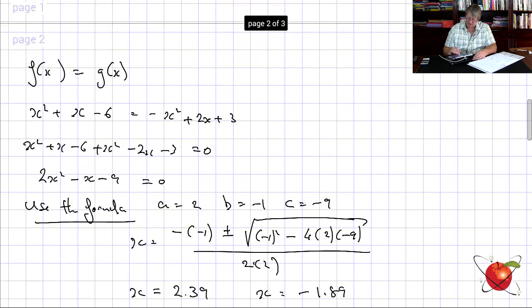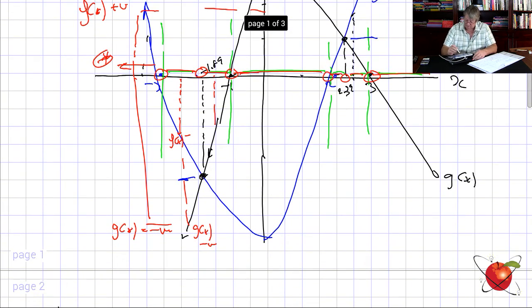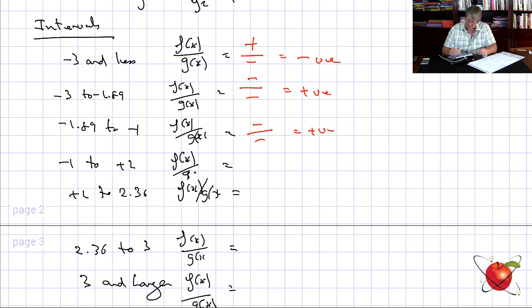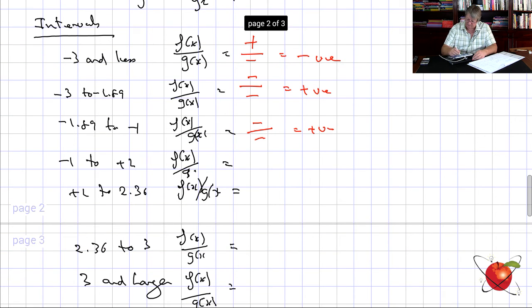Next one, I'm in the next zone, between there and here. If I put in over here, I get a plus and a minus. Ditto here, a plus and a minus. So g of x is plus, f of x is minus. So I get a minus divided by a plus, which is negative. F of x over g of x, let's continue.